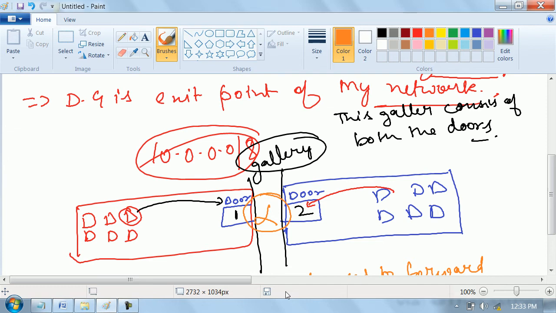See, what I told you, this is a gallery. How is this gallery making communication possible between these two rooms? Because this gallery already knows about both of the rooms. Agree or not? This gallery consists of both the rooms. That's why people can walk from one room to another room. If these two doors were not present in this gallery, people in this room could not communicate with people in this room. It's not possible. It means, if I am saying a router is responsible for making communication possible between two networks, it means the router knows about both of the networks. Router knows about both of the networks. This thing is clear? Now, next point.